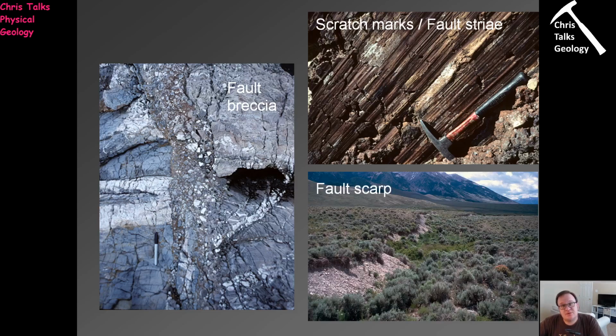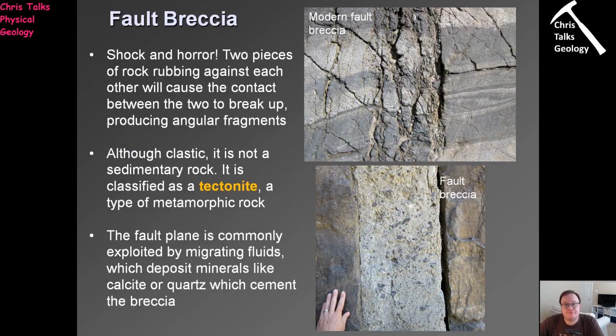And the final feature we'll be taking a look at are fault scarps. You can see a fault scarp running along here. A fault scarp is a topographic expression of the movement of a fault below ground. Once again, we'll go into detail about that in a few slides' time. Alright, so let's start with fault breccia.